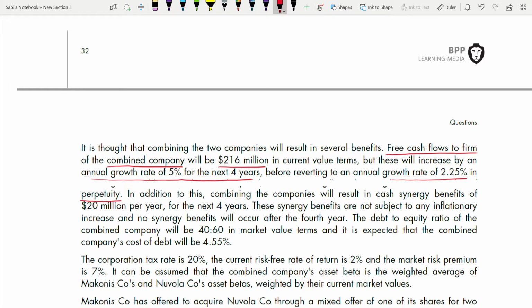In addition to this, combining the companies will result in cash synergy benefits of 20 million. See, synergies are almost always given to you. So this is the synergy for the next 4 years: 20 million per year for the next 4 years. These synergy benefits are not subject to any inflationary increase, and no synergy benefits will occur after the fourth year. After the fourth year, there is no synergy benefit. It is only for the first 4 years.